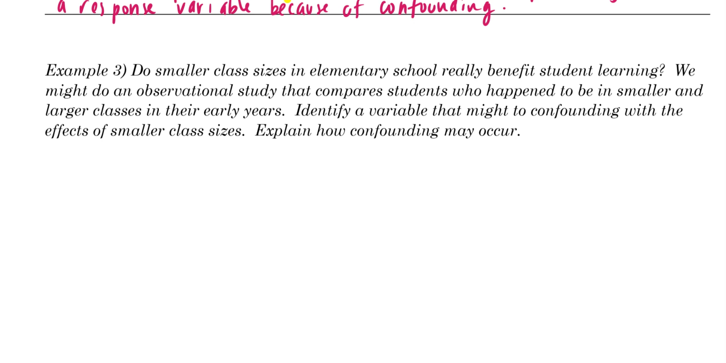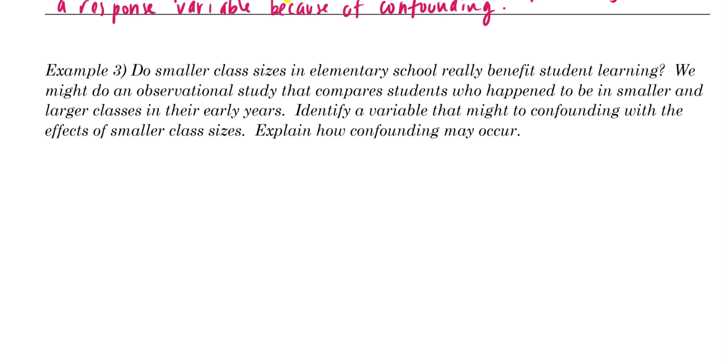And what I would do if it were me researching this is I would put the kids in categories and say, okay, small class size, medium class size, large class size. And then I might look at each of those kids' GPAs, and I might try to see if the smaller class size group maybe had a higher GPA than the larger class size group. So that's what they're talking about. That would be an observational study.